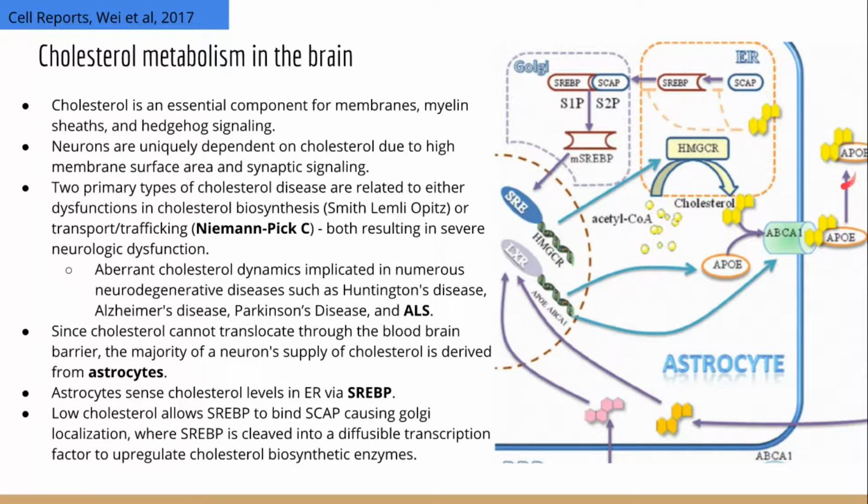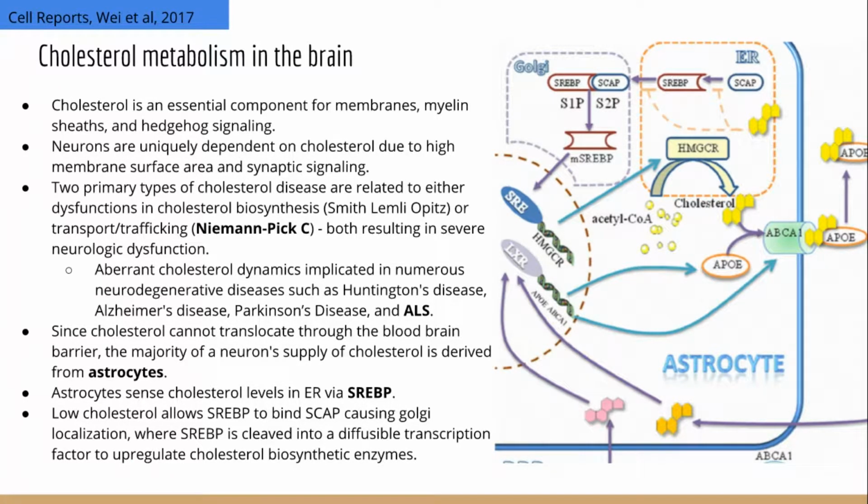You can see it in this graphic here, APO transporting cholesterol out of the astrocyte. It actually functions to lipidate itself with cholesterol. APO lipidates itself and is then transported out through the ABCA1 transporter and then diffuses. And it transports cholesterol to nearby neurons.